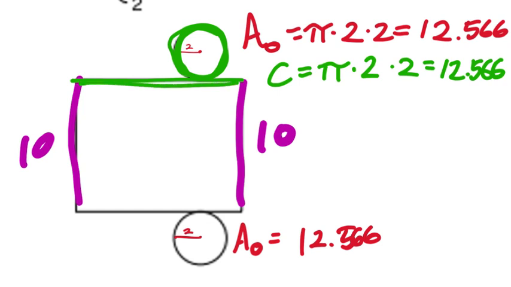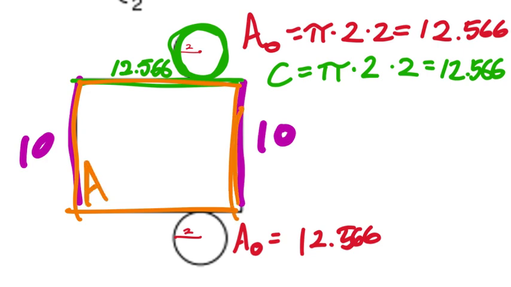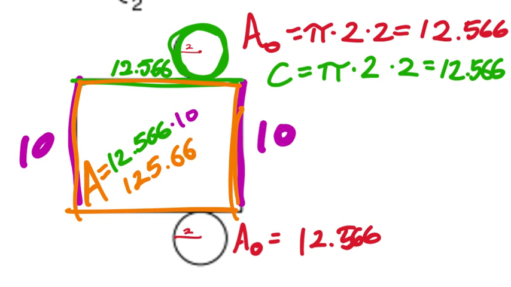So that means this length right here is 12.566 units, okay? So if I wanted the area of the full lateral area, the area of this rectangle is the 12.566 multiplied by the 10, which is 125.66. And again, that's in square units. So that's our lateral area right there. In fact, I can put LA right there, lateral area.